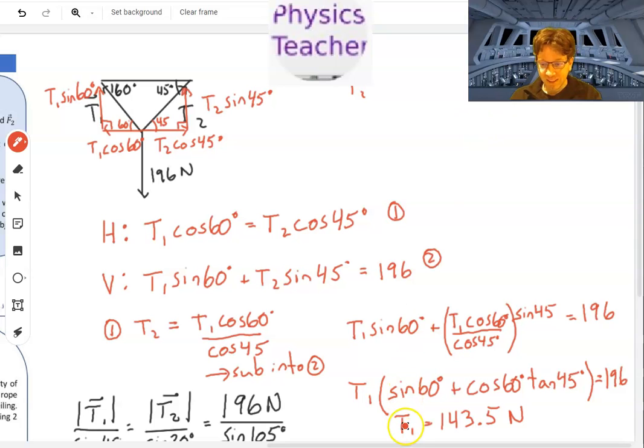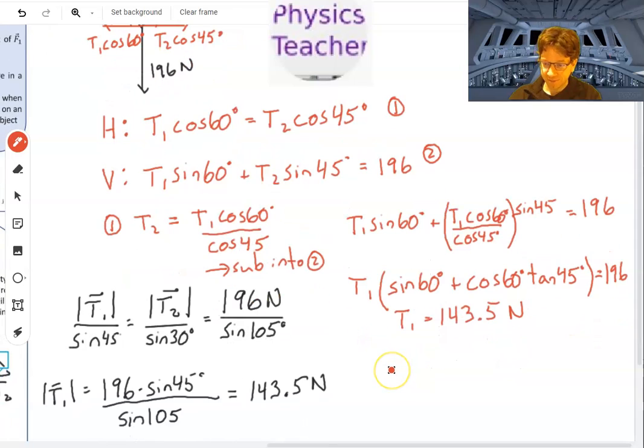Then we can sub T1 back into equation 1 here. Okay, so sub into 1. And we would get T2 equal to 101.5.